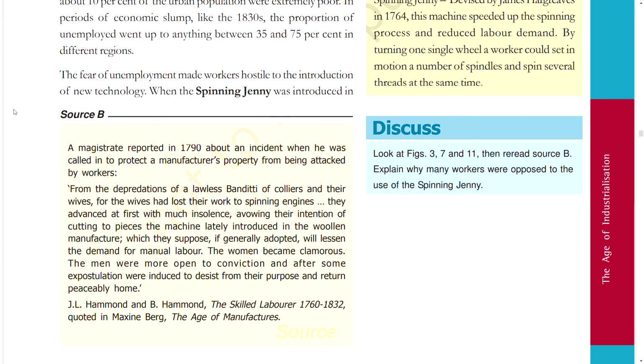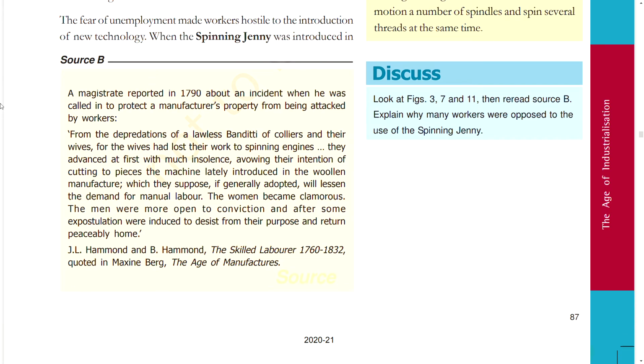The fear of unemployment made workers hostile to the introduction of new technology. When the spinning jenny was introduced in... Source B. A magistrate reported in 1790 about an incident when he was called in to protect a manufacturer's property from being attacked by workers, from the depredations of a lawless banditti of colliers and their wives, for the wives had lost their work to spinning engines.